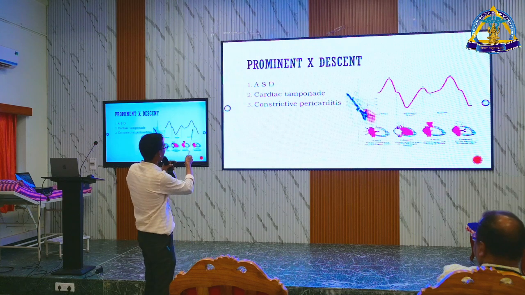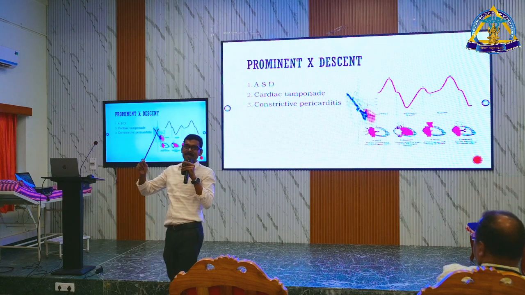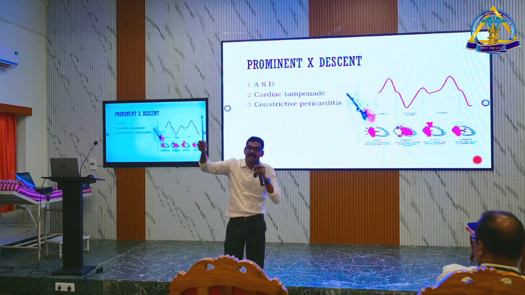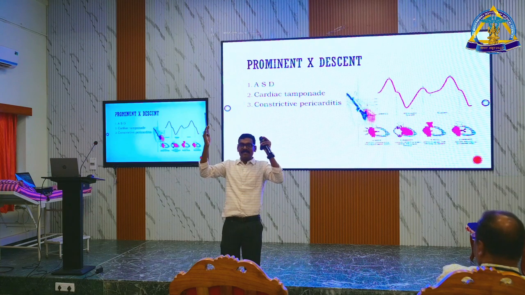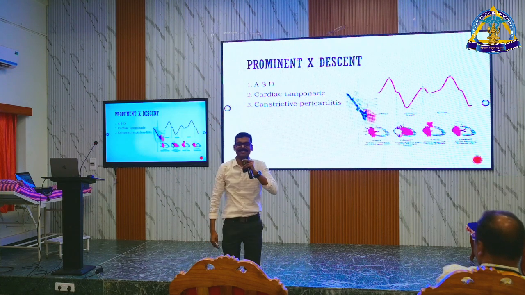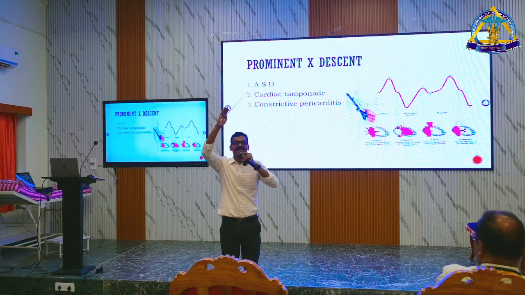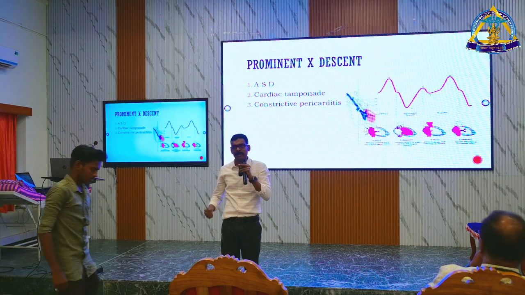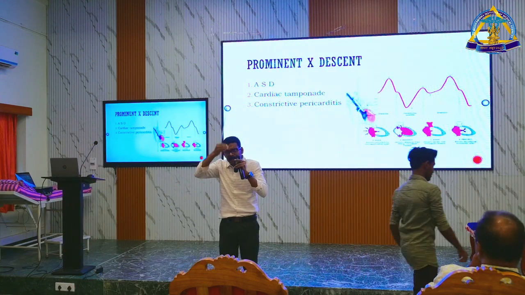So ASD. Why ASD? Atrial septal defect is a defect in the atrial septum. So all the left atrial blood is going to the right atrium. So there is a lot of blood in the right atrium, suddenly emptying down. So you have a large A wave and an X descent. Because there is a large A wave, there is an X descent. You understand? Only because the excess blood is suddenly emptying.